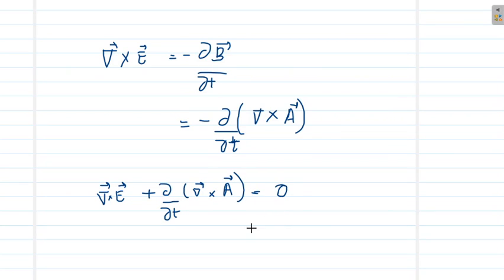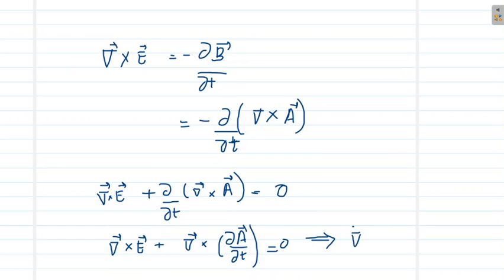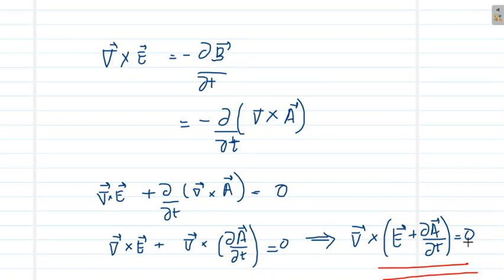is equal to 0. So I can actually exchange dou by dou t and del, since they are mutually independent. It does not depend on the order. They are commutative. So we can write del cross E plus del cross dou A by dou t is equal to 0. So this implies that del cross of E plus dou A by dou t is equal to 0. So in electrostatics we have del cross E equal to 0, whereas in electrodynamics del cross E is not 0, but del cross of E plus dou A by dou t is equal to 0.